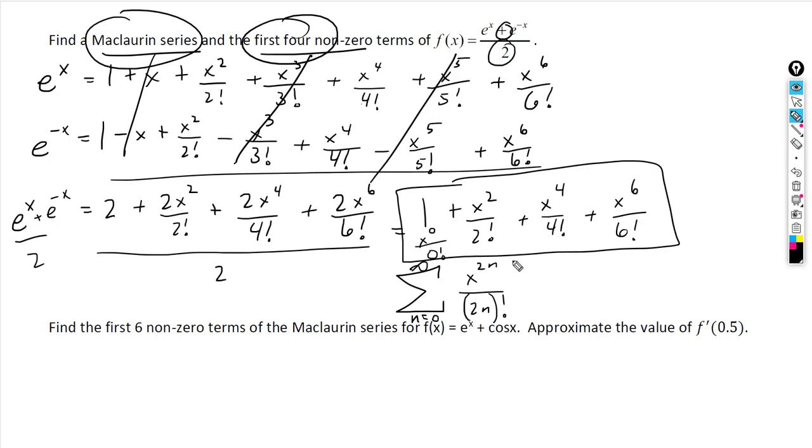So n is 0. That's x to the 0 over 0 factorial, which is 1. N equals 1, this is x squared over 2 factorial. N equals 2, x to the 4 over 4 factorial. And this works out all the way through. Okay, that's for that one there. Let's go to the next one.